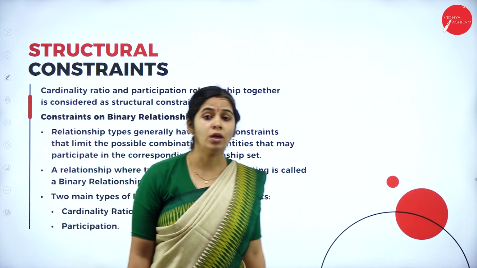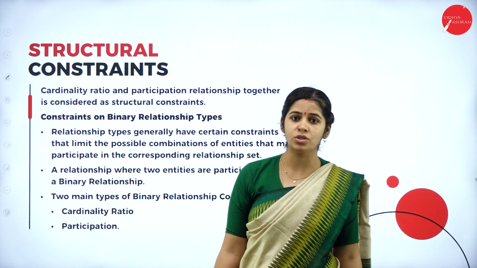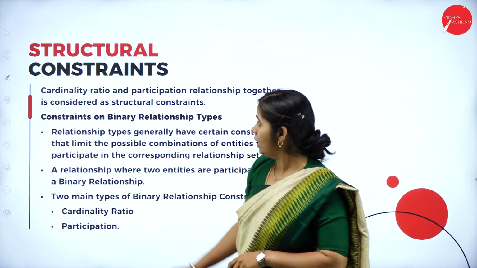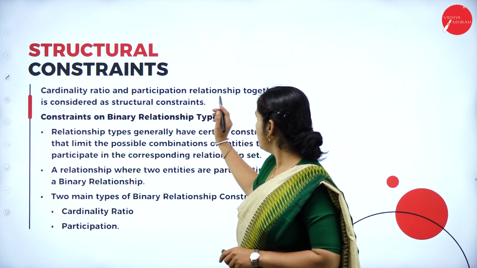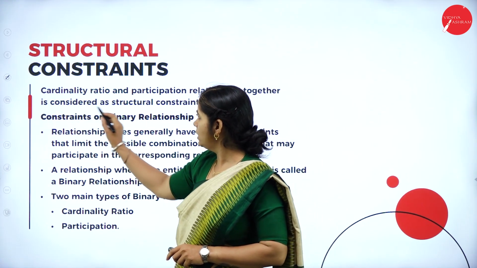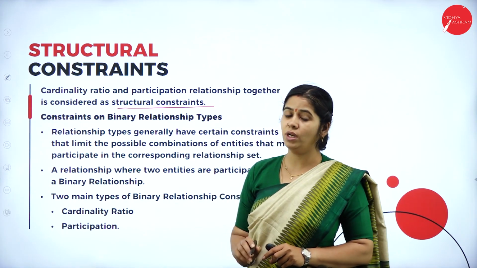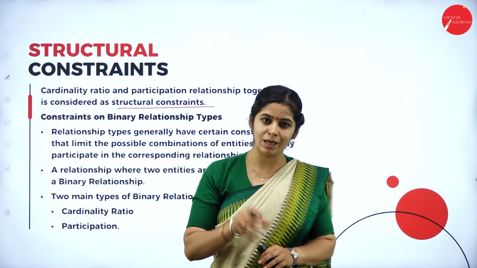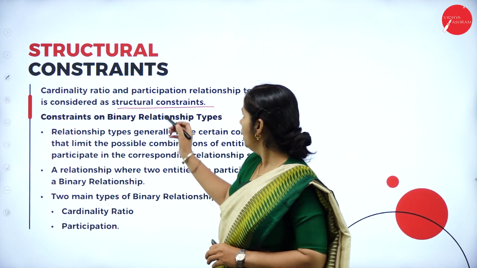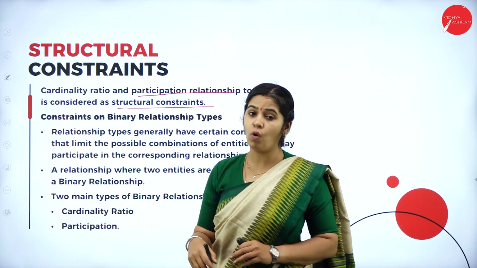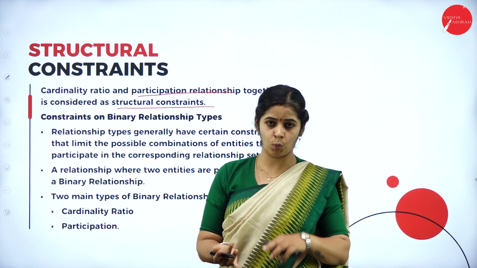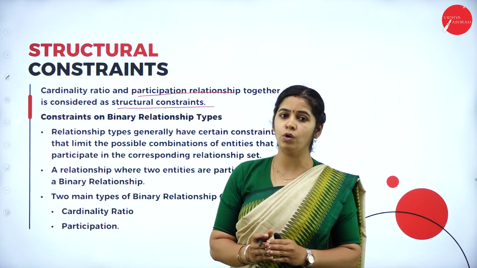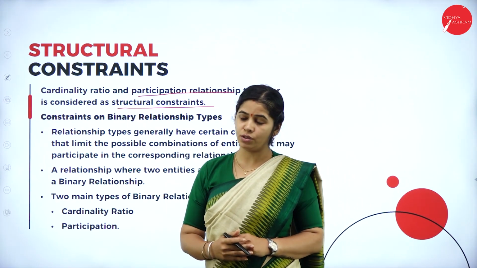Okay, next, structural constraint. What are the structural constraints we have when we are providing the relationship between the entities? The cardinality ratio and the participation relationship together are considered a structural constraint. What is a cardinality ratio? How many entities are participating at that particular instant is the cardinality ratio. And participation relationship is in what type of relationship they are participating, whether it is unary, binary, ternary or n-ary. Put together, this gives us a structural constraint.